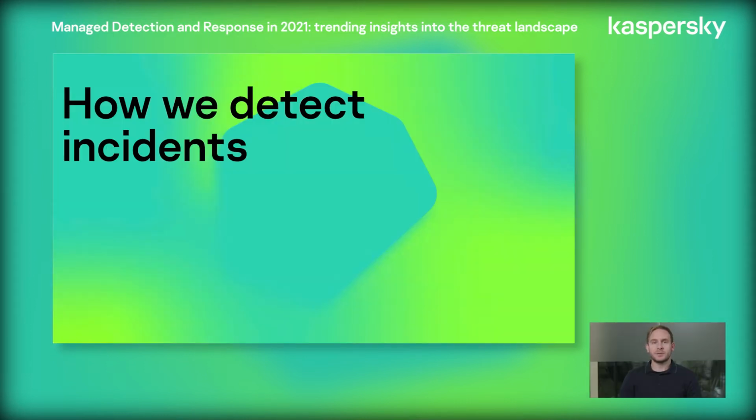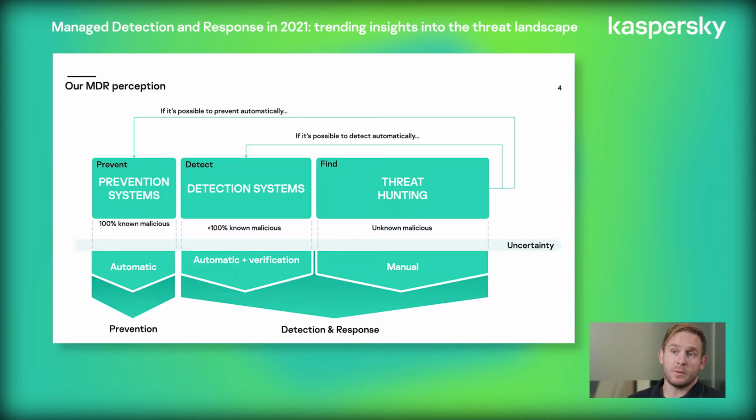But before we dig into the trending insights, I'd like to provide some background on the approach our service uses to detect these incidents. It's our perception that the only way to counter the modern threat landscape is to adopt a systematic approach to protection. This implies having effective prevention mechanisms in place to stop the majority of cyber threats automatically. The more effective prevention mechanisms you have in place, the fewer security incidents are raised that have to be dealt with by human analysts. Prevention layers stop activities that should be 100% malicious.